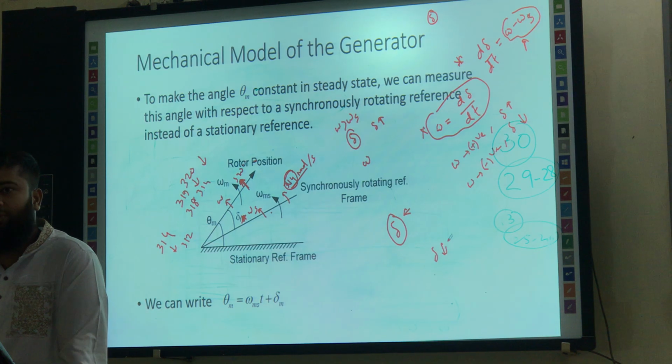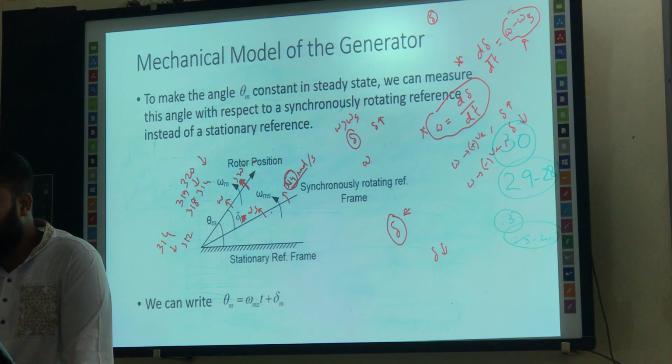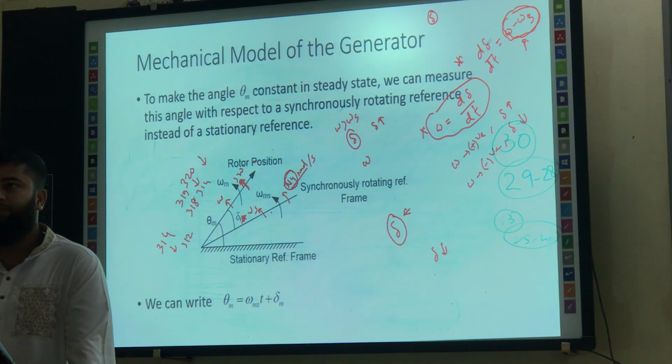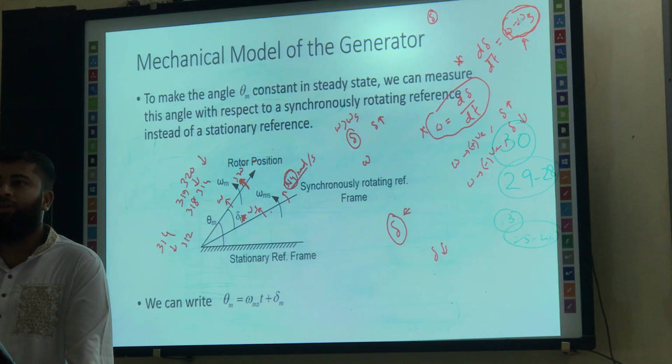Okay, advantage of this thing. So that means always we have to look at this expression. If the relative motion between the rotor and the synchronous speed is positive, at that time the delta will increase, and if it is negative, the delta will decrease. Okay.